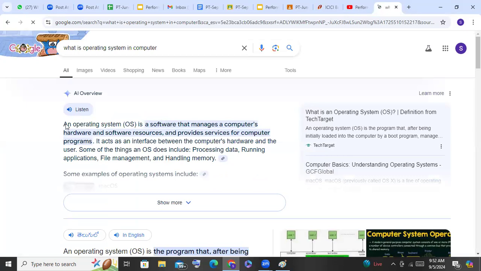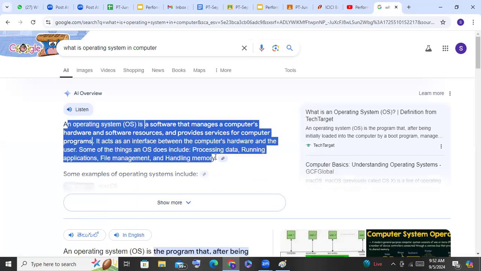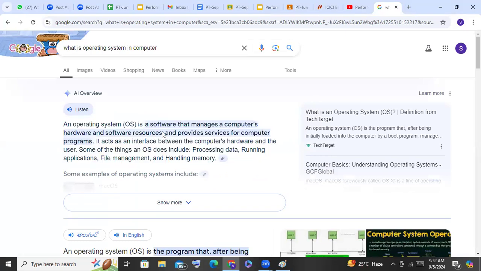What is an operating system? An operating system is software that manages the computer hardware and software resources and provides services for computer programs. It acts as an interface between the computer's hardware and the user. Some of the things an OS does include processing data, running applications, file management, and handling memory. Okay, this is what an operating system is.